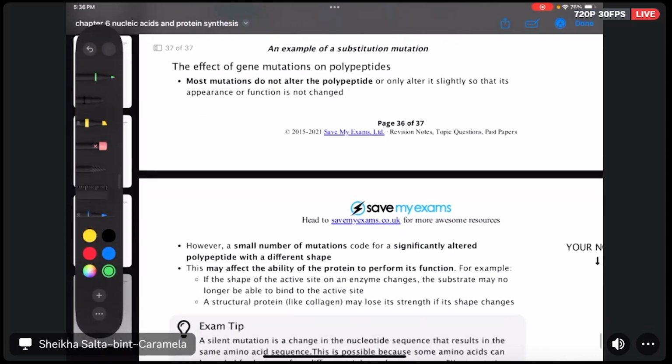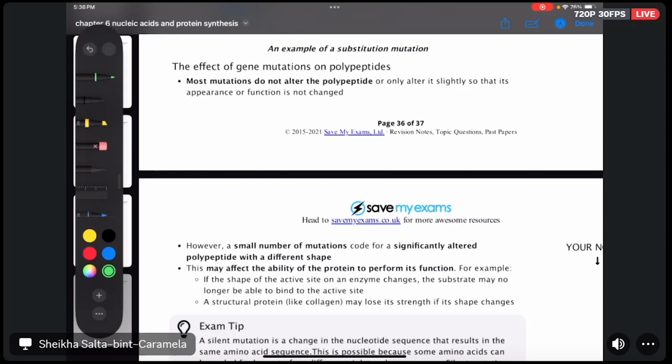Now, the effect of a gene mutation on polypeptides is that most mutations do not alter the polypeptide, as I told you. However, a small number of mutations code for a significantly altered polypeptide with a different shape, such as the main example that we use, sickle cell anemia. And this may affect the ability of the protein to perform its function. In the case of an enzyme, if a mutation occurs in its polypeptide chain, that's going to change the shape of the active site, and then it won't be able to perform its function, which would be to hydrolyze or form bonds.